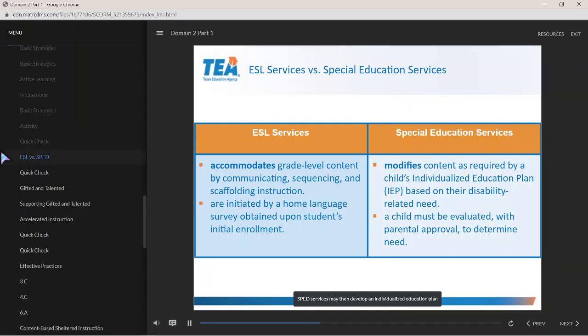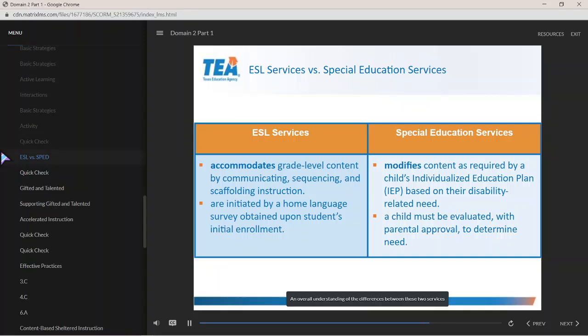SPED services may then develop an individualized education plan, or IEP, for the student, which may require instructional content to be modified. This can include setting instructional goals and pacing below the student's current grade level. Note that this is not the case for ESL services, which require students to receive accommodating instruction at their current grade level. Also, notice that in order to be evaluated for SPED services, a student must have parental approval, whereas a language assessment to qualify for ESL only requires a home language survey that indicates the student already speaks a language other than English, or that a language other than English is spoken in the home.